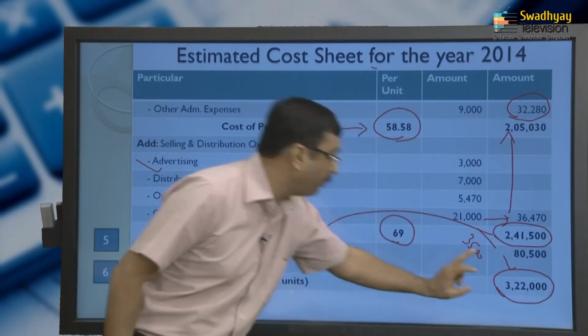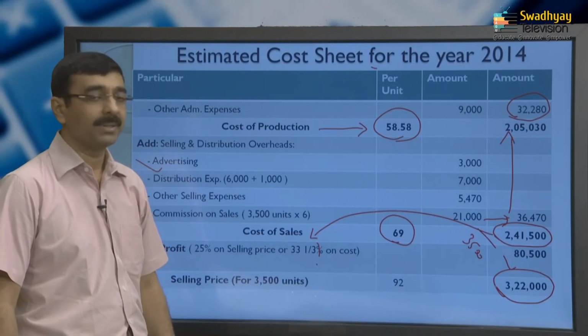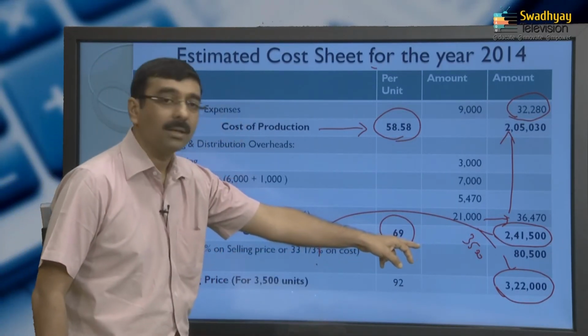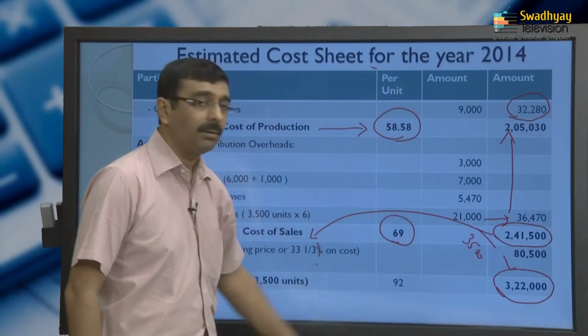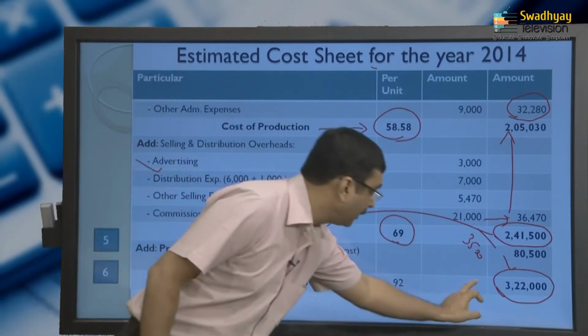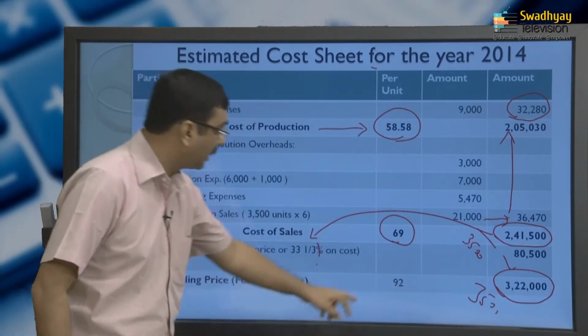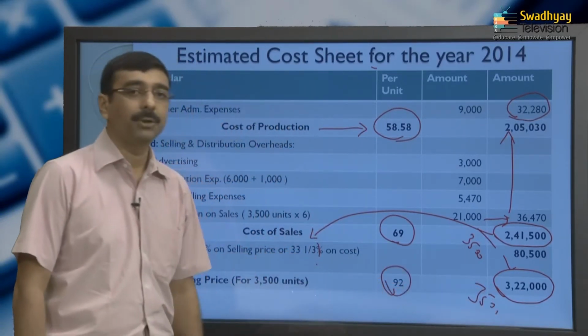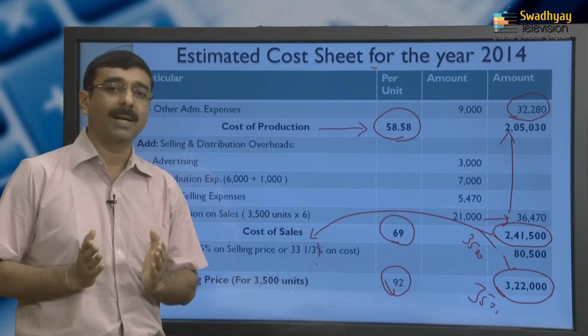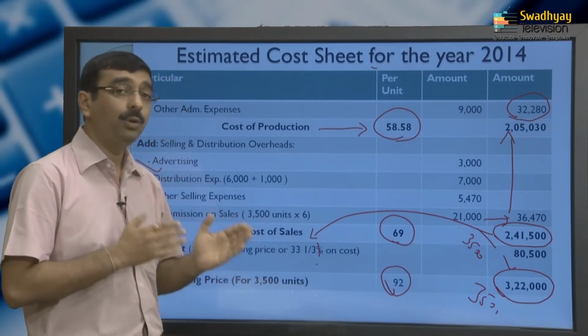Your sales price would be 3,22,000 rupees, and 3,22,000 rupees is your sales price for the units in 2014, that is 3,500. So again 3,22,000 will be divided by 3,500, it comes to 92 rupees per unit, and that is your sales price per unit, 92 rupees.